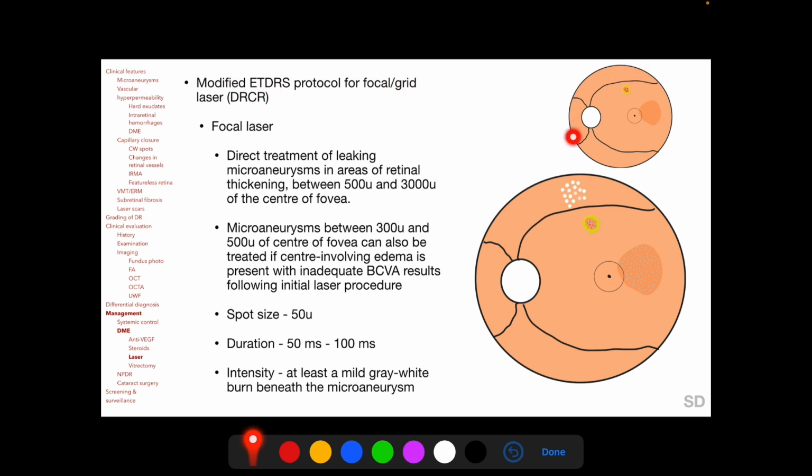This diagram shows a group of leaking microaneurysms and also a zone of diffuse macular edema. The leaking microaneurysms are treated with focal laser and the area of diffuse macular edema is treated with grid laser, and the laser burns are very gentle as compared to the white burns of pre-RP in proliferative diabetic retinopathy.